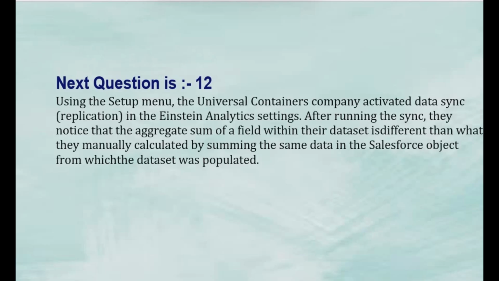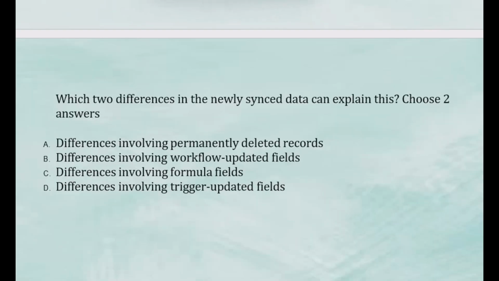Question is, using the Setup menu, the Universal Containers Company activated data sync replication in the Einstein Analytics settings. After running the sync, they noticed that the aggregate sum of a field within their dataset is different than what they manually calculated by summing the same data in the Salesforce object from which the dataset was populated. Which two differences in the newly synced data can explain this?